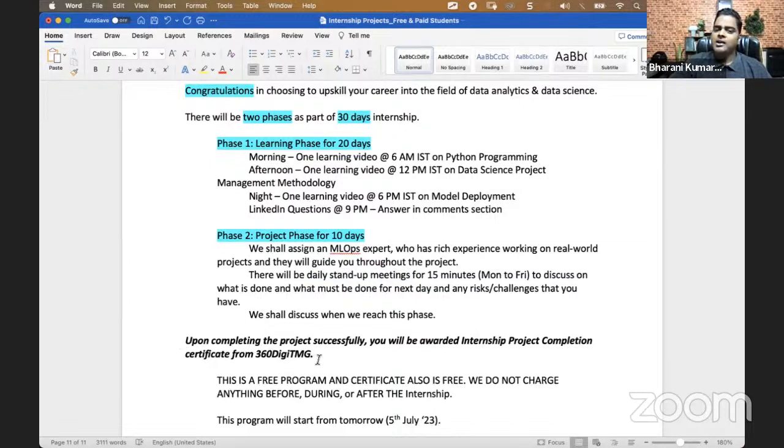Upon successfully completing the project, of course, you have to deploy a model in production. Only then we will say that you completed your project successfully. And then we are going to award you an internship project completion certificate from 360DigiTMG. This is a free program and the certificate is also free. We do not charge anything before, during, or after this internship. Pertaining to internship, we don't charge anything. This is a corporate social responsibility. It is called a CSR initiative.